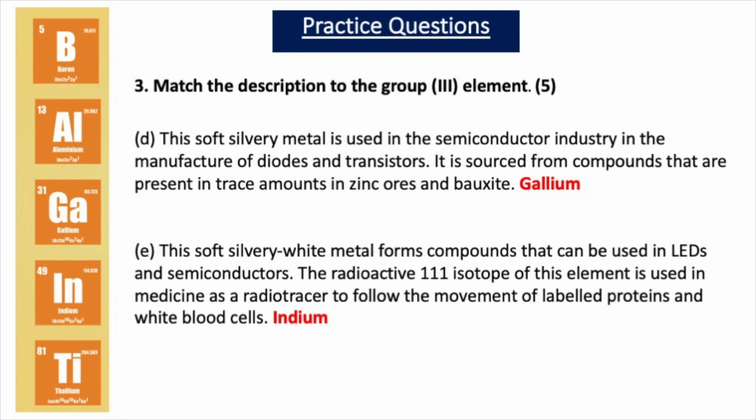So now we've learnt about the electronic configurations of group 3 elements and their uses. We're now going to look at the oxidation states of these elements and the inert pair effect.